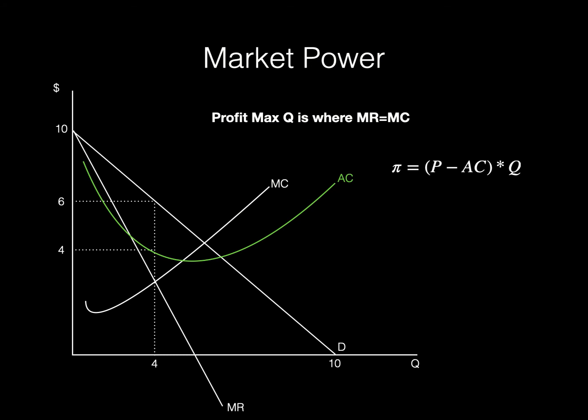Recall that profit can be written by this equation. Plugging in the actual numbers, we see that profit is $8. In the graph, the profit is given by the orange rectangle.